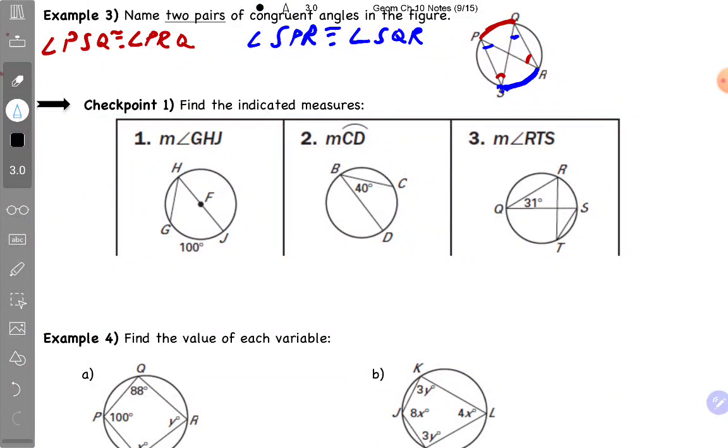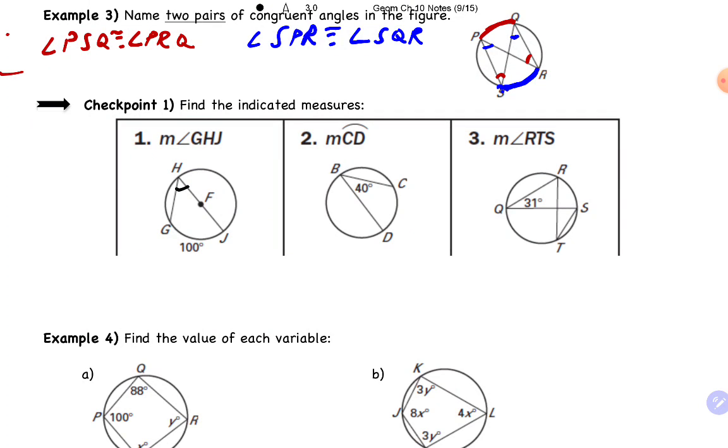Find the indicated measures. Okay, checkpoint 1. Number 1, here we go. GHJ. So they're looking for this angle here. Okay, it's an inscribed angle. That's 100 degrees, so we know that's half that. So half of 100 is 50 degrees. Arc CD, okay, we know that it's double 40. So 80 degrees.